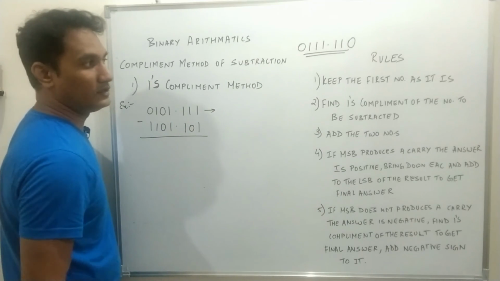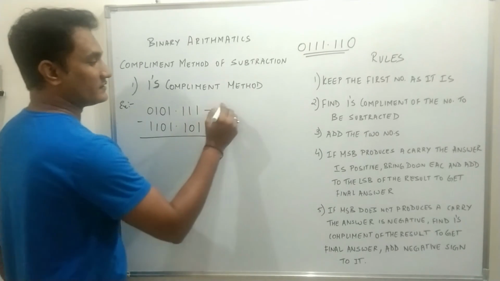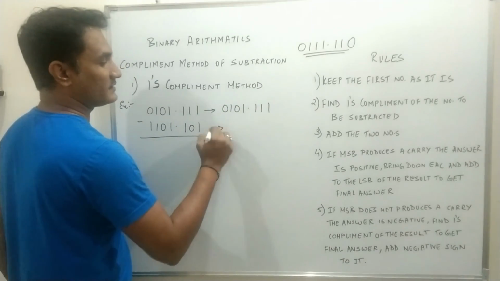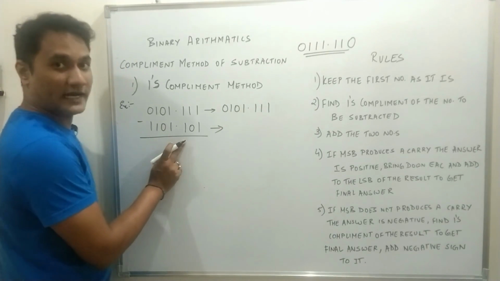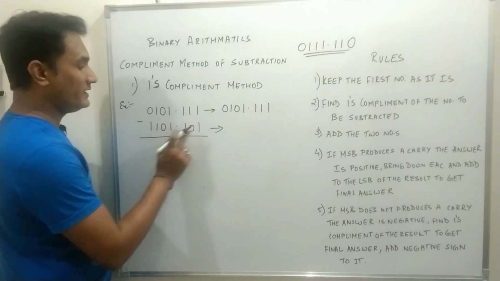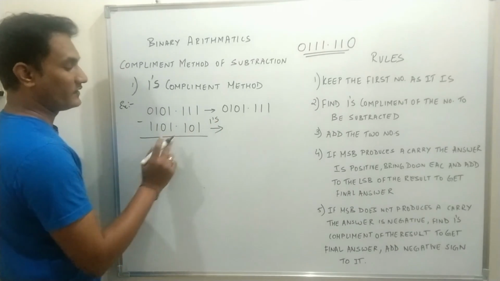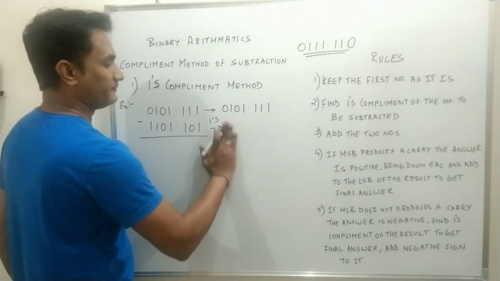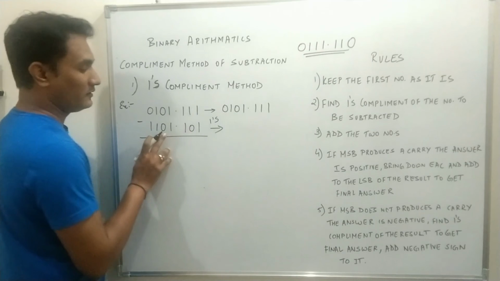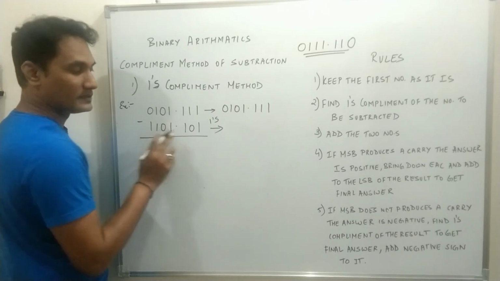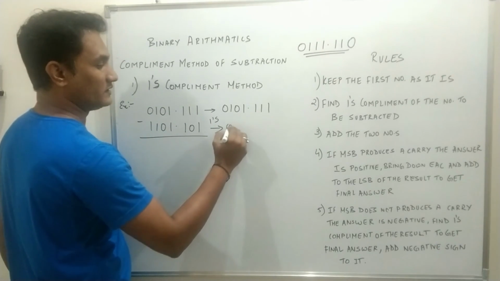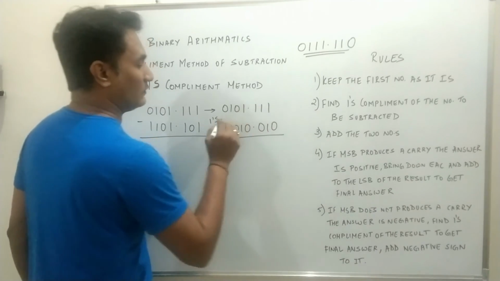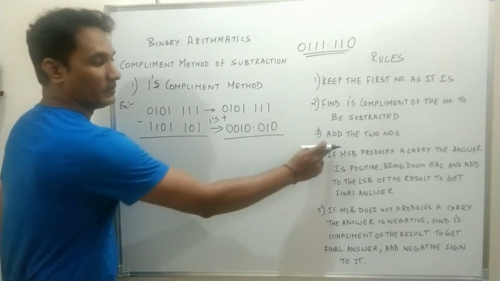So what is the rule? Keep the first number as it is. So 0101.111 remains as it is, and we have to find 1s complement of the number to be subtracted. So what is the 1s complement of the number? All ones are converted into zeros and all zeros are converted into 1. So it will be 0010.0110, and then you have to add the two numbers.